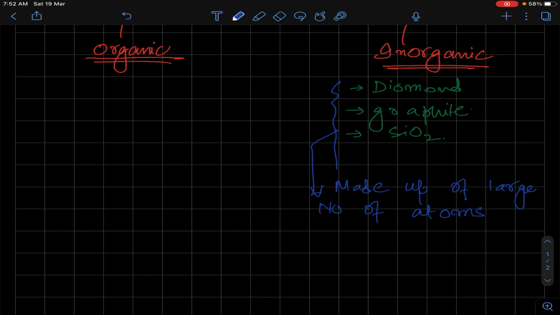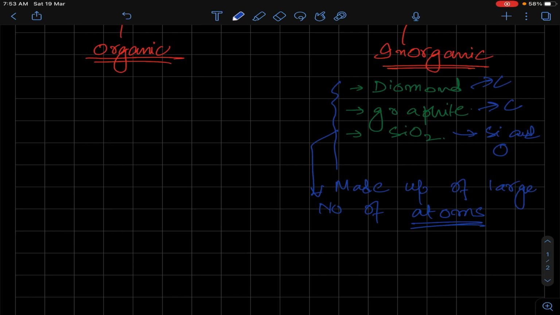The macromolecule which is made up of a large number of atoms connected to each other through covalent bonds, like diamond is made up of a large number of carbon atoms, graphite is made up of a large number of carbon atoms, silicon dioxide is made up of a large number of silicon and oxygen atoms, right? So these are a few examples of inorganic macromolecules. They are made up of a large number of atoms.